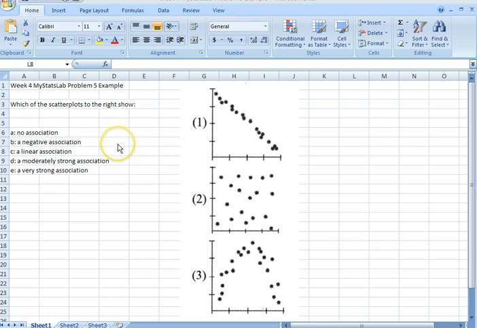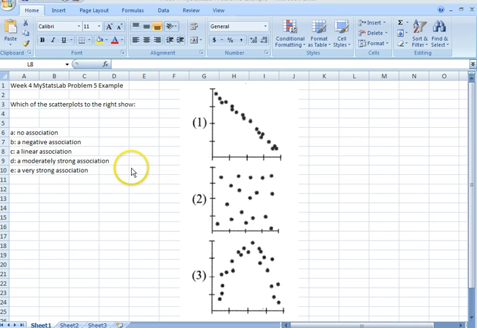Part C asks us which of these scatter plots show a linear association. Well, the shape of the pattern of a scatter plot is called the form. It can be linear, it can be curved, or some other type. Here number 1 is very much linear, and number 3 has some linear tendencies and also a curve.